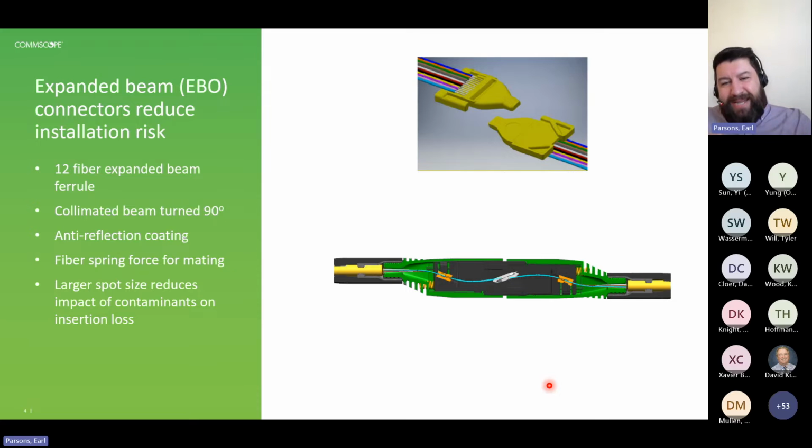They mate, they slide together. There's no external springs. They use the spring force from the fibers themselves to ensure that these connectors stay mated together. And like I said before, the spot size is a lot larger, so any contaminants you have will have less of an impact on the signal, to the point where we don't need to even clean these connectors when we're installing them.